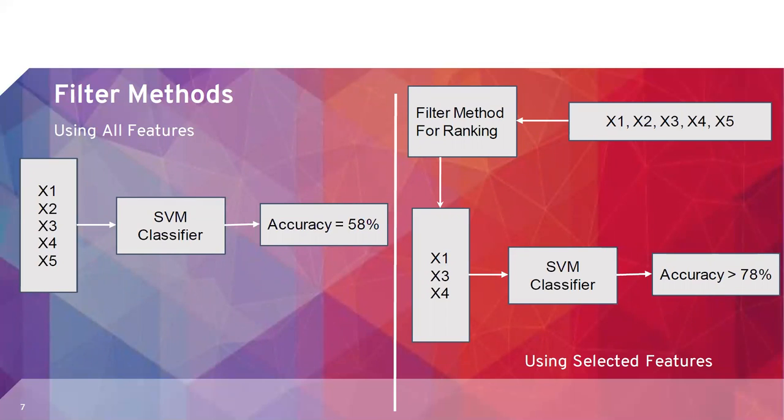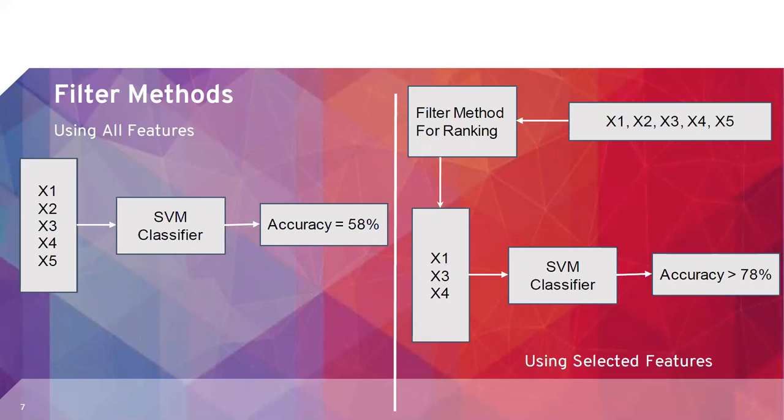So this cartoon tells how we use the filter methods. We have five attributes here. We use an SVM classifier. The accuracy may be low. Employ a filter method. Rank the attributes. The attributes are ranked as X1 is the top ranked attribute. X2 is the next highest ranked attribute and so on. And X5 is the lowest ranked attribute.